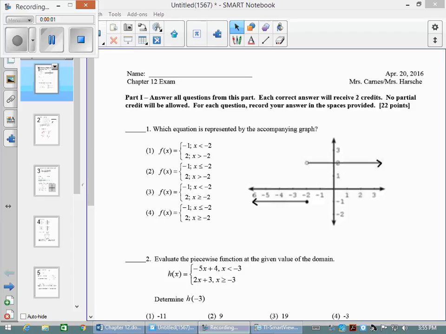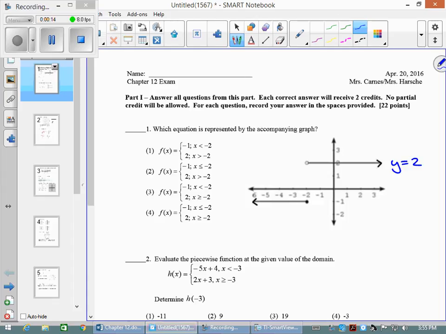Okay, for question 1, it's asking us which equation is represented by the accompanying graph. So if I take a look at this graph, I can see that I have two constant functions. This graph appears to be the line y equals 2, and this line is the line y equals -1, with domains that are not all real numbers.